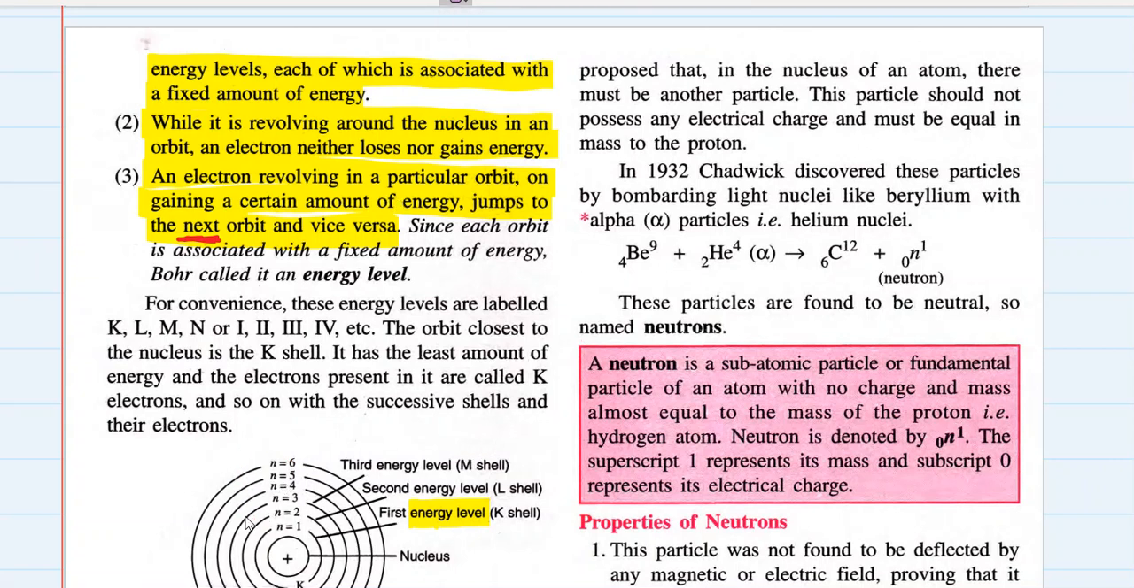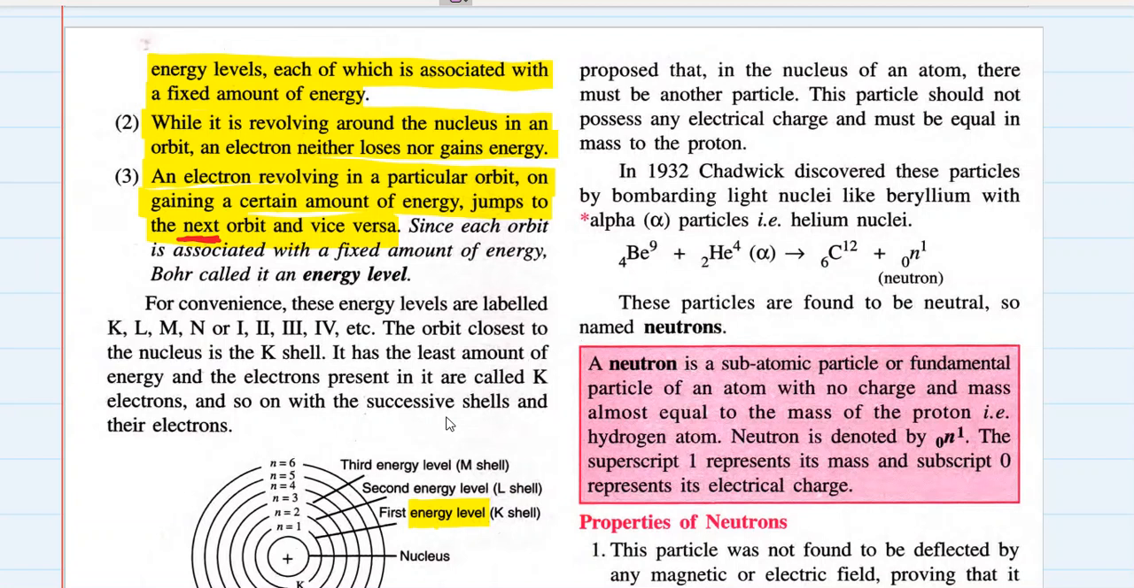Okay, but for electrons to jump so many orbits, the sufficient energy they need is available only in very rare cases, so that doesn't happen. But one thing is certain: whenever an electron is revolving in a particular orbit, when it gains a certain amount of energy, it jumps to the outer orbit, the next orbit, and vice versa. Vice versa means, whenever an electron is revolving in a particular orbit, if it loses energy, then it jumps to the inner orbit, which is nearer to the nucleus.